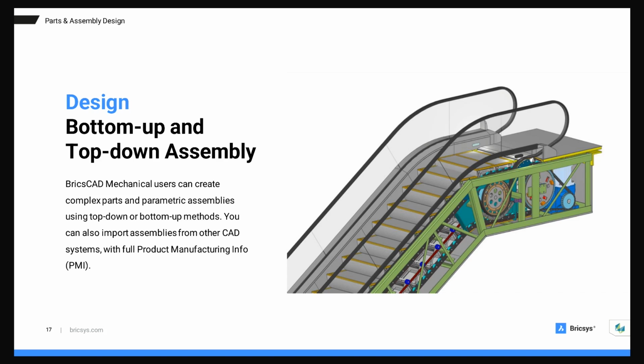BricsCAD Mechanical users can create complex hierarchies of parts and sub-assemblies using bottom-up or top-down design methods. You can import assemblies from different CAD systems, not just parts, using the Communicator for BricsCAD, including parametric geometry defined in those assemblies as well. You don't lose anything. Our open approach provides a mechanical design engine on which great solutions can be built. It really is amazing.